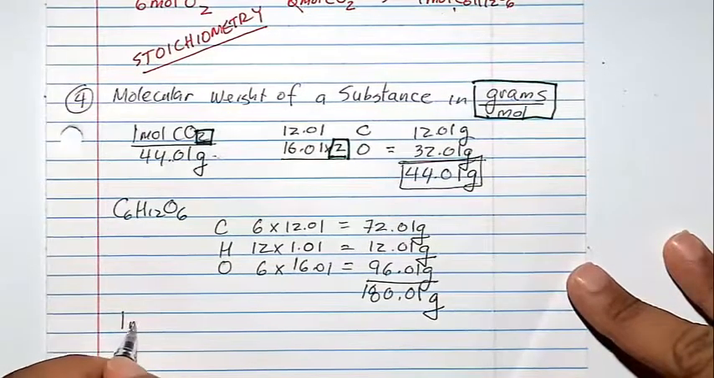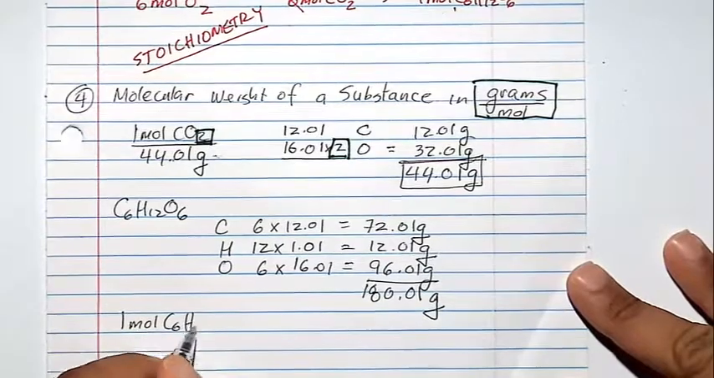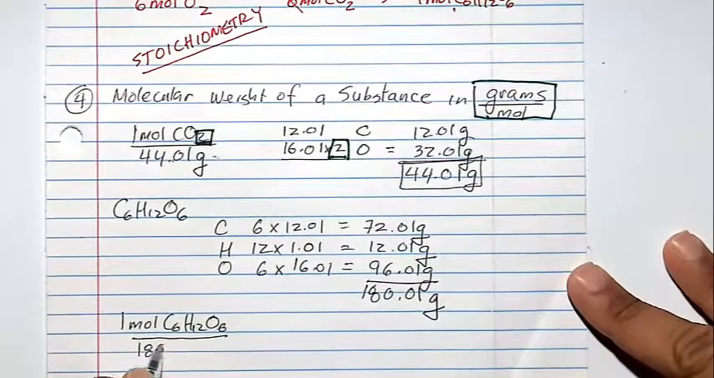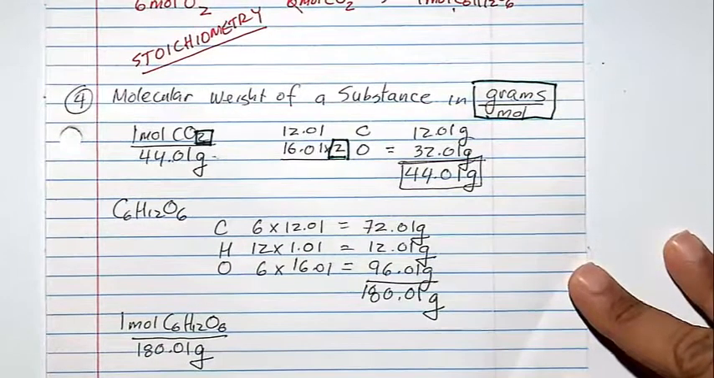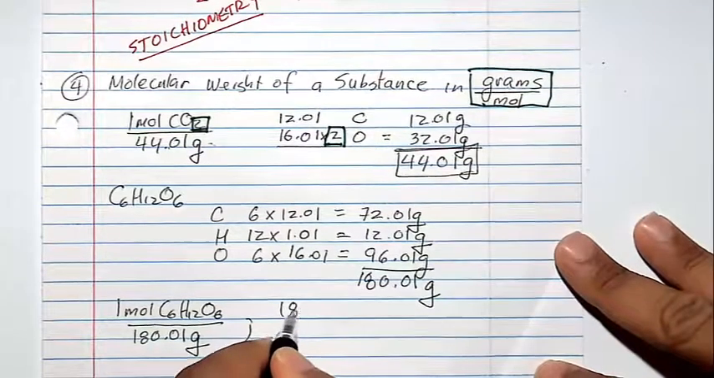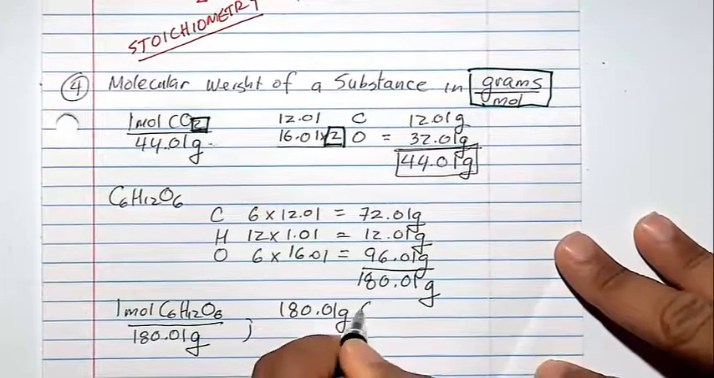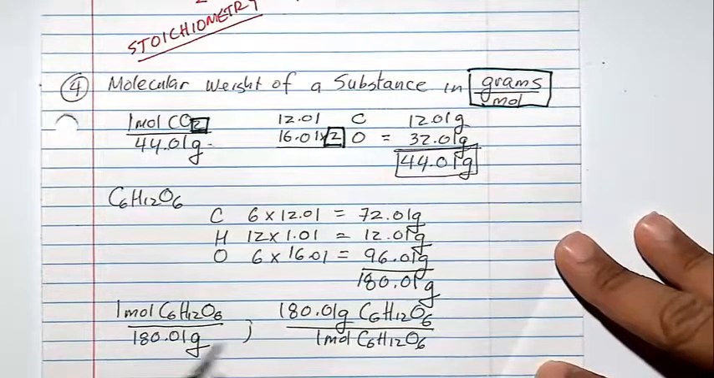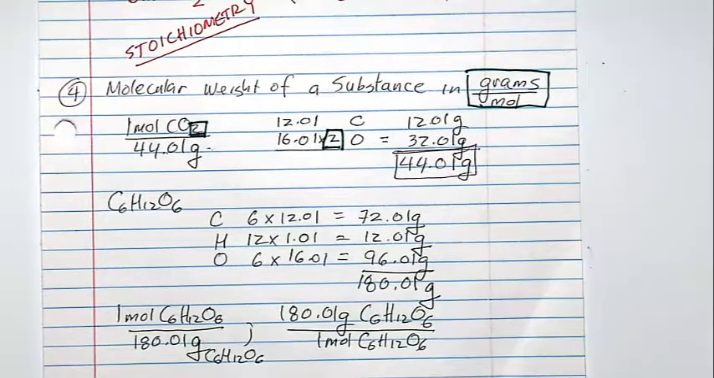So for every 1 mole of C6H12O6, that 1 mole contains 180.01 grams of glucose. The rounding is good enough for our calculations here. Just as equivalent, 180.01 grams of glucose are found in 1 mole of glucose. Okay, again, just want to emphasize that you can flip these depending on what you need to do to get your units to cancel out.